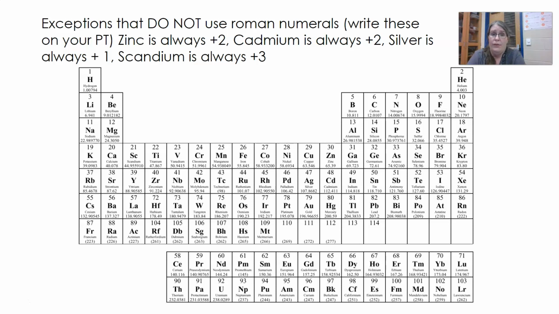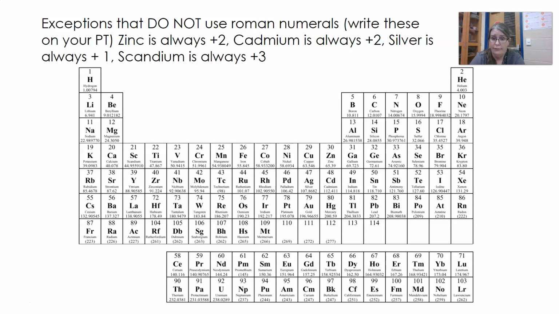So there are the exceptions that do not use Roman numerals: silver, scandium, cadmium, and zinc. I would write those charges on your periodic table. Put a little +2 next to the zinc and the cadmium. Put a little +1 next to silver. So you remember when you're using your periodic table that those are always that charge, so we don't need the Roman numeral.